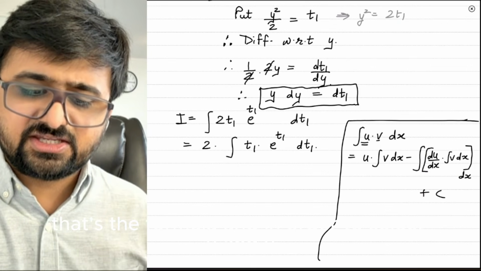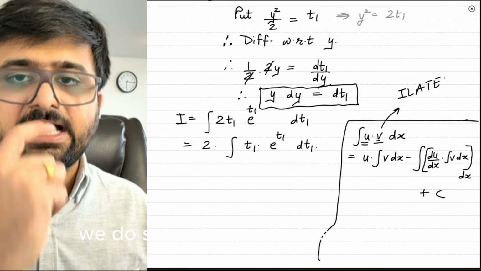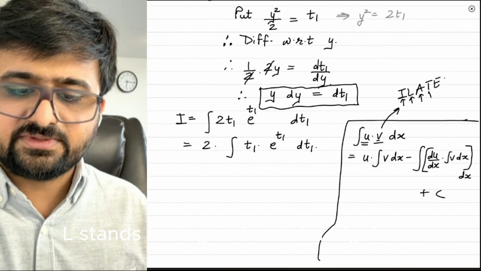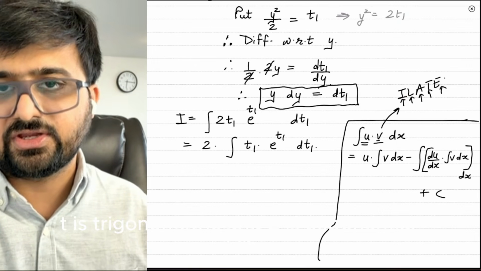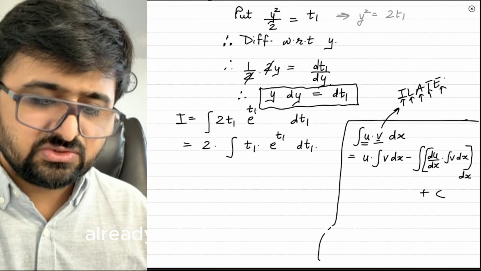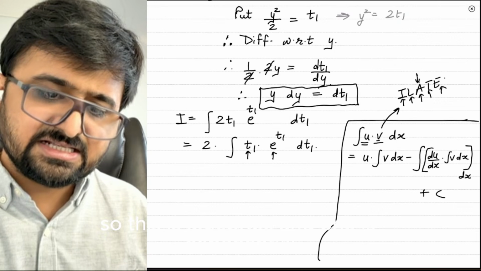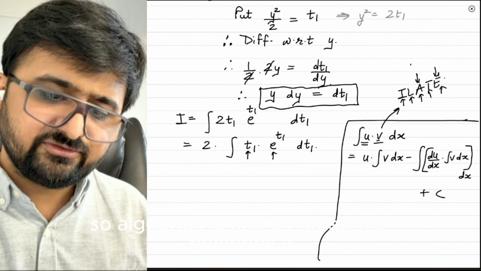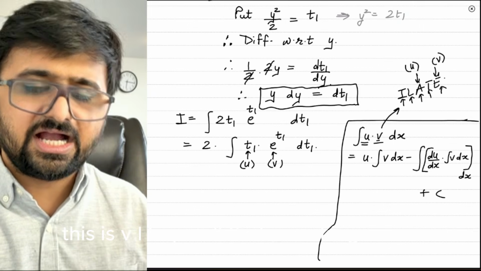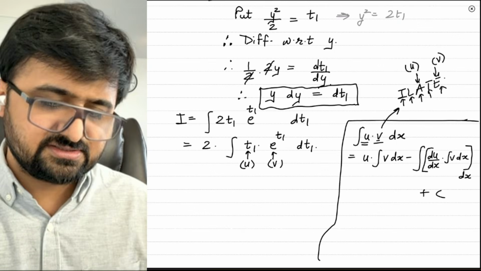And in order to select u and v, if you remember, we do something called as ILATE, where I stands for inverse, L stands for log, A stands for algebraic, T is trigonometric, and E is exponential, okay, something that we have learned in integration chapter already. Whatever comes first is u. So in this case, one is algebraic and one is exponential. So algebraic is first, so algebraic becomes u, exponential becomes v. I hope all that is making sense. You should know a little bit of integration to do differential equations.